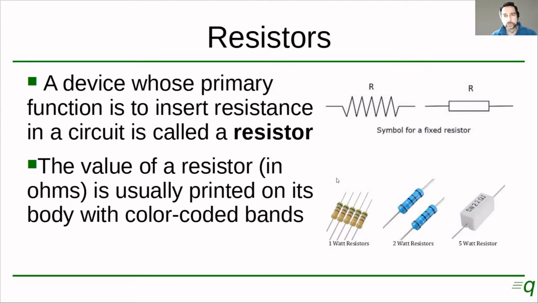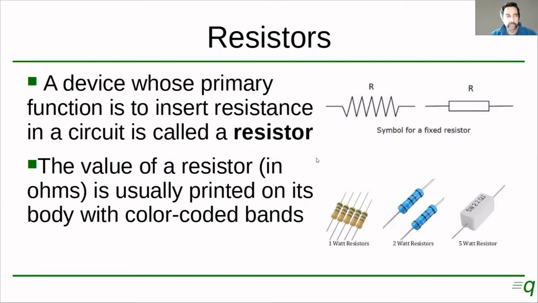Now let's talk a bit about resistors. Resistors are devices whose primary function is to insert resistance in a circuit. The question of why you may want to insert resistance in a circuit may not be very obvious at this point, but we will get back to that later. Resistors are used a lot in electronic circuits and electric circuits as well. But for now, a resistor is something whose primary function is to insert resistance in the circuit.